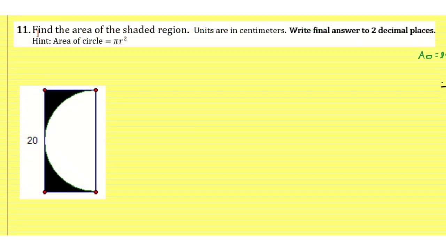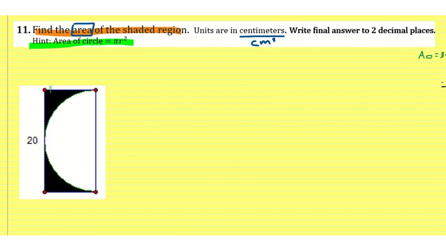Okay, number 11 says that we're going to find the area of the shaded region. It also tells us that our units are in centimeters, but because it is area, it is going to be two-dimensional. So our answer will actually be in centimeters squared when we get to the end, because area is two-dimensional. Okay, they also give us a hint here. They say that the area of a circle is equal to pi r squared.